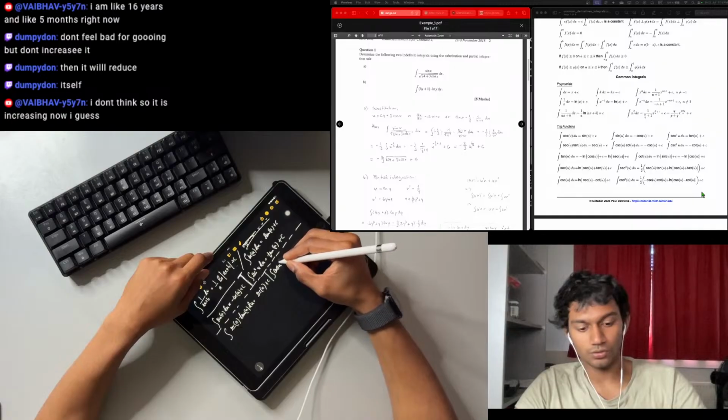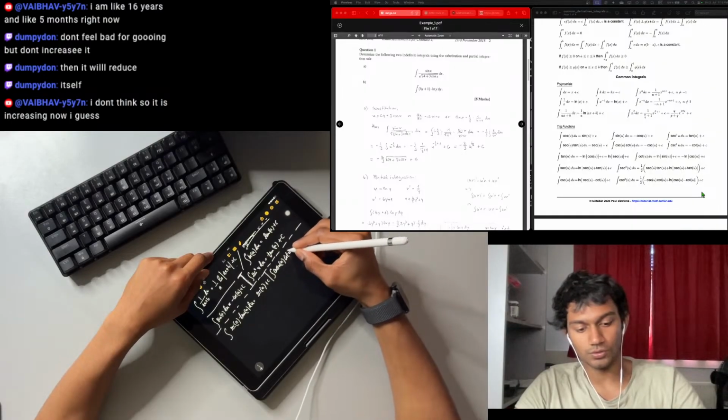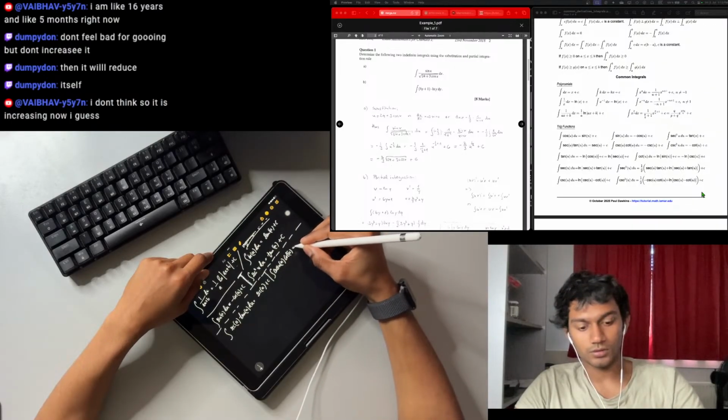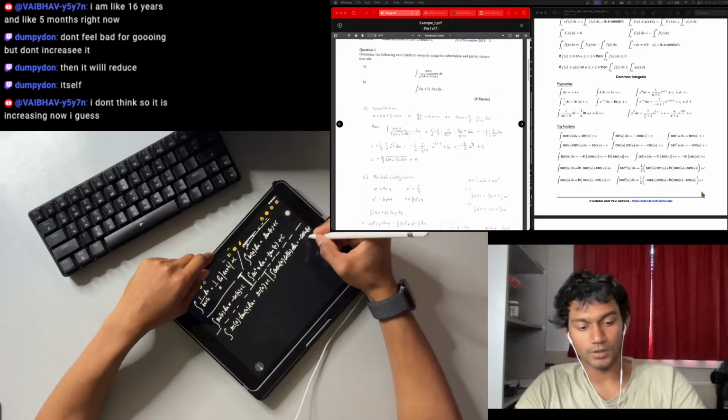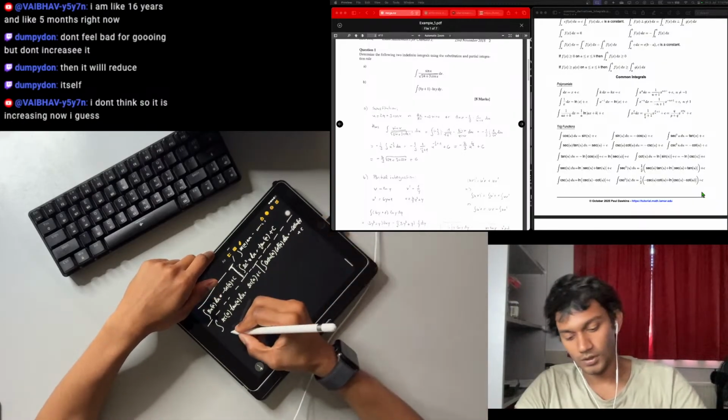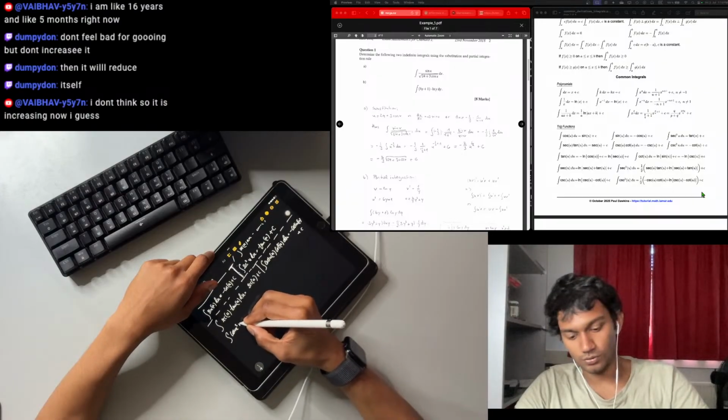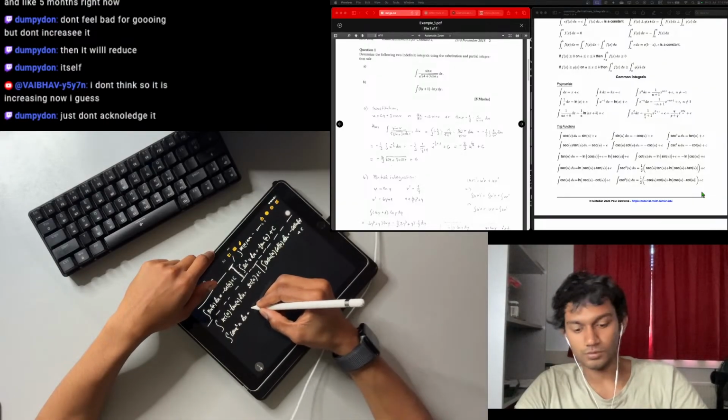Integral of cosec u cot u du equals minus cosec u plus c. Integral of cosec squared u du equals minus cot u.